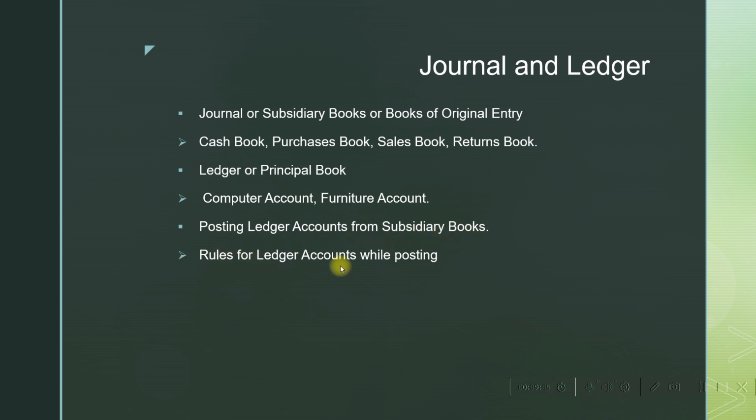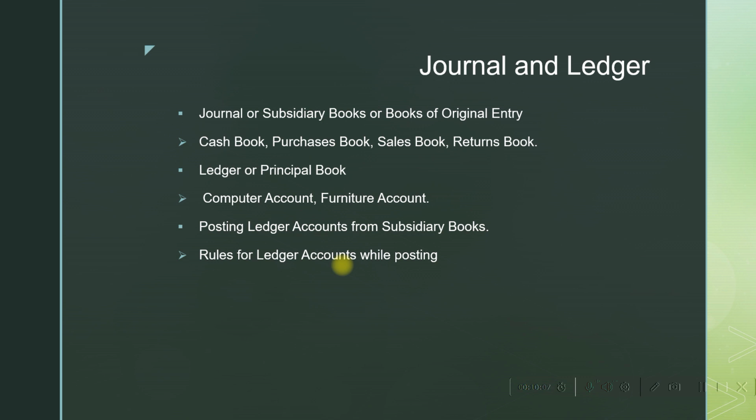And there are also rules for ledger accounts while posting. So we'll get into that right now. So there also exist rules for posting to ledger accounts from subsidiary books. As for instance, the opening entries are first posted, then cash book is posted, then purchases, sales and returns books are posted, and finally the journal is posted.